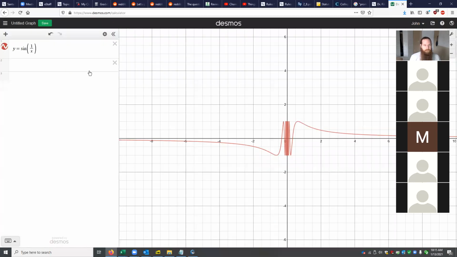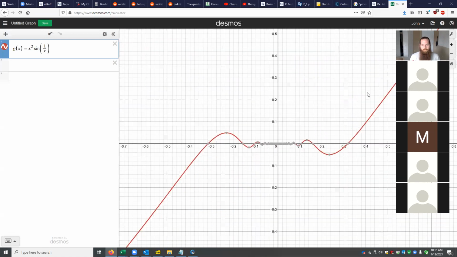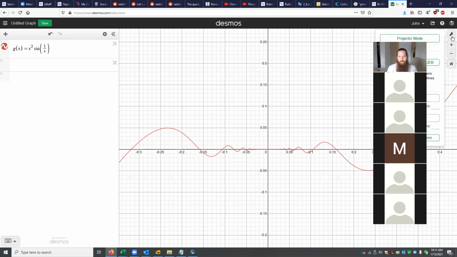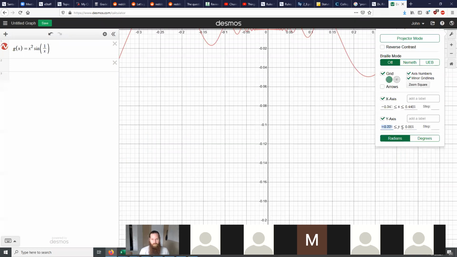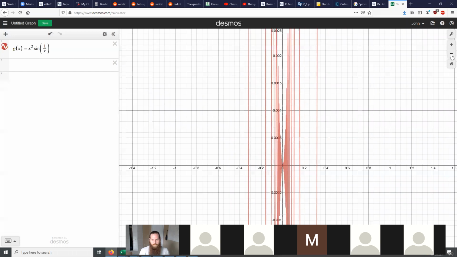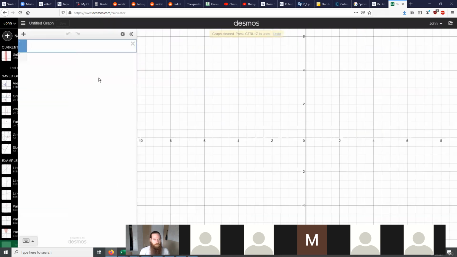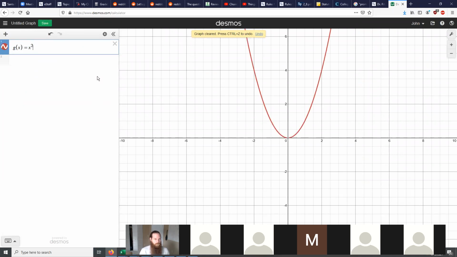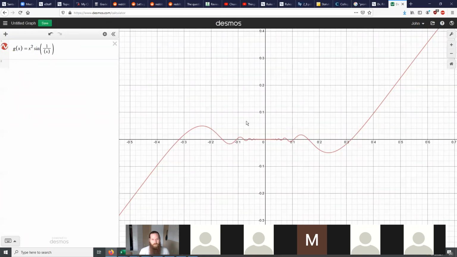Yeah, let's look at the graph. Let me come back to our function here. Okay, here's x squared times the sine of 1 over x. And you zoom in on 0. I can rescale my vertical axes a little bit. Too much. Let's just reset that to the default zoom. All right, here's my function. Here's x squared times the sine of 1 over x.